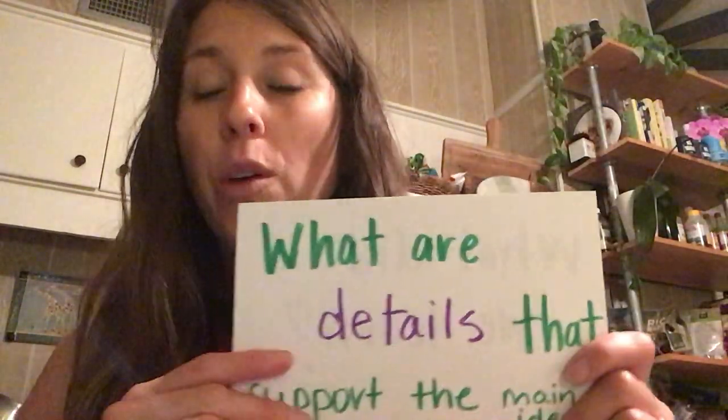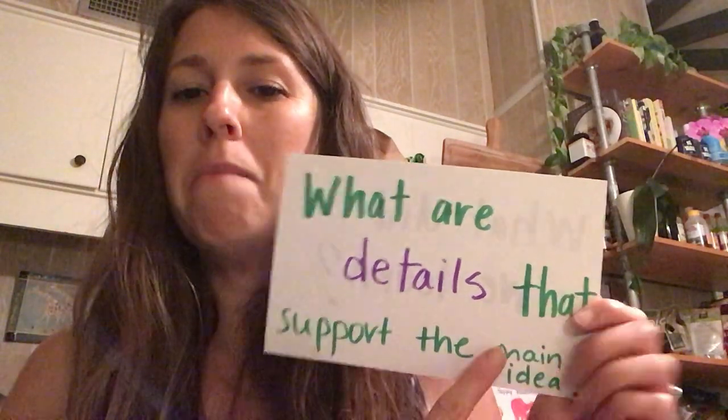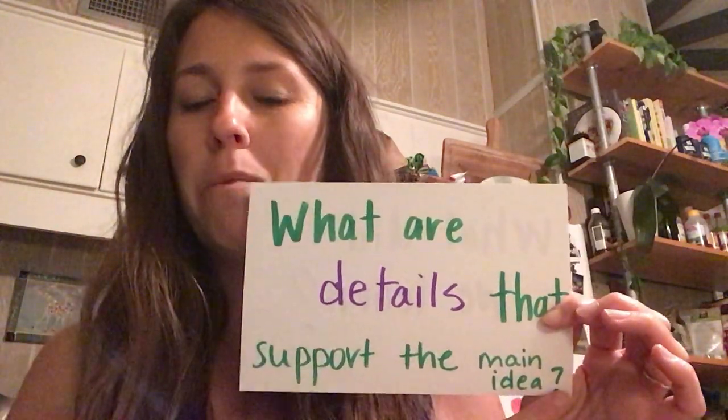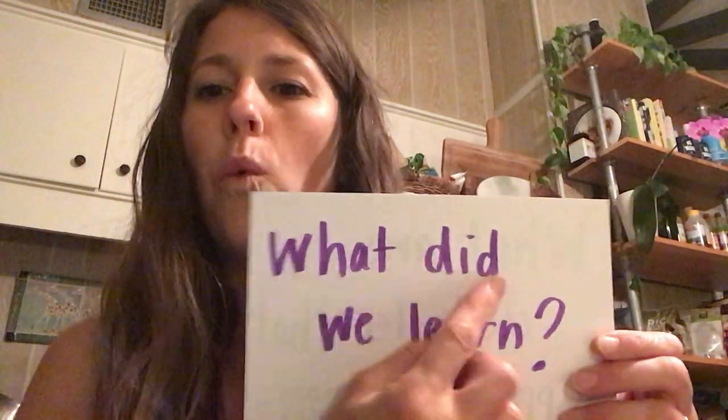Now my next question to you is, now that we know what it's about, what are details that support the main idea? There's our question mark. We need to answer this. Everybody say details. What does that mean? That's like asking, what did we learn? What did we learn about what insects do? Or maybe we confirmed things we already knew. Think back to the story.